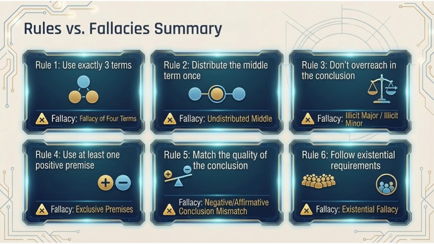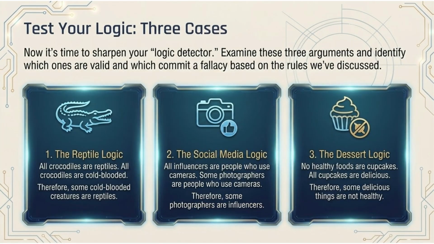In summary, the 6 rules prevent specific fallacies: fallacy of 4 terms, undistributed middle, illicit major/minor, exclusive premises, mismatched quality, and the existential fallacy. Now, let's sharpen your logic detector by examining 3 arguments and identifying which ones are valid and which commit a fallacy based on the rules we've discussed.